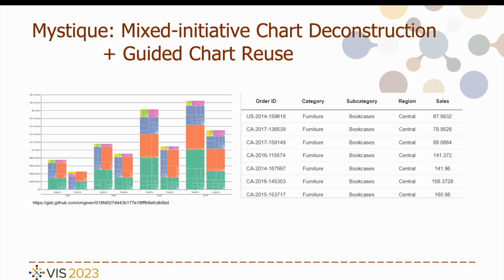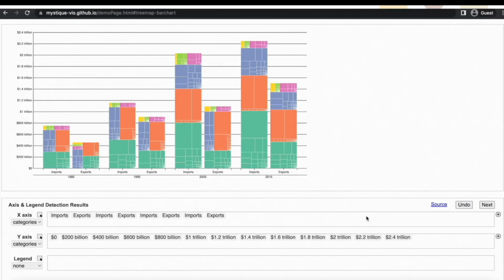Currently, the only way to repurpose a chart of such bespoke layout is to program using libraries like D3, and it requires deep D3 expertise and significant time. With the chart imported, Mystique first applies a set of heuristics to detect reference objects, including axes and legend, and displays recognized labels and data types.